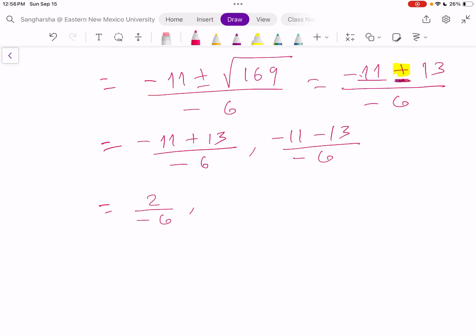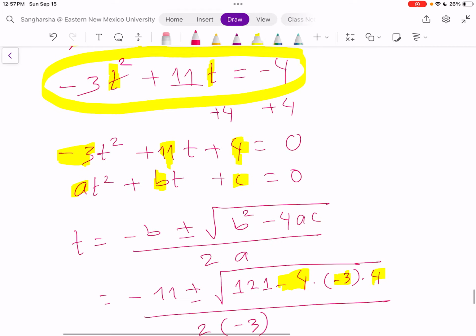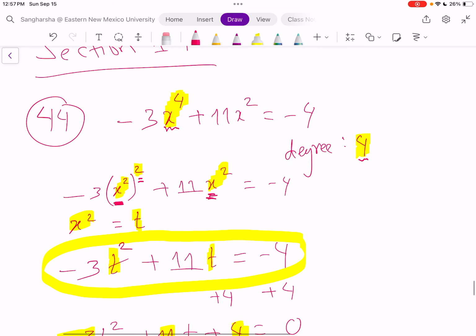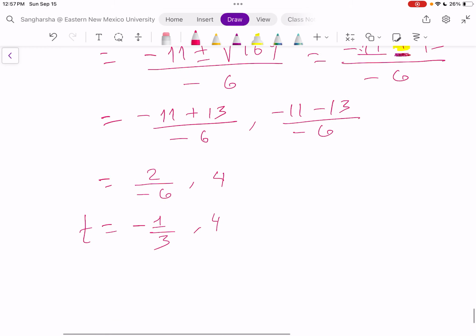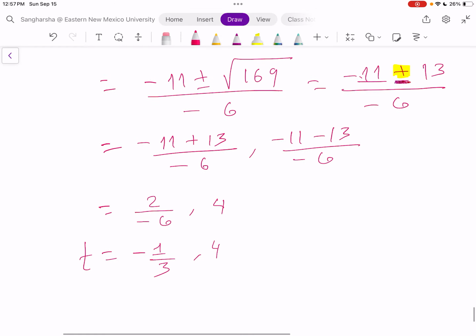Negative 11 negative 13 negative 24, negative 24 divided by negative 6, that is positive 4. We can simplify this as negative 1/3 and 4. And this is our t, okay, this is not x. If we go back to our original equation, we have our variable x, and you are asked to solve this equation, means you should know the value of x, but we calculated the value of t, and we want the value of x.